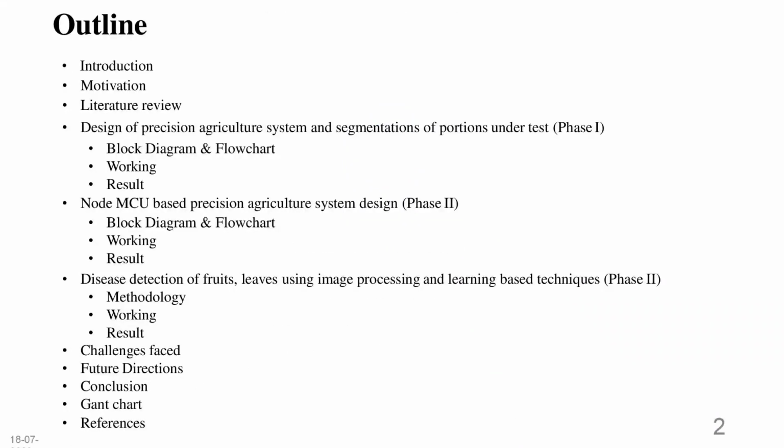These are the outlines of our project. First, we discussed the introduction, motivation and literature review of our project. Then we divided our project work into two phases. In the first phase, we implemented the design of precision agriculture system and segmentations of mango and potato leaves. Then in the second phase, we detected the disease of fruits and leaves using image processing and learning based techniques. And then comes conclusion, future work and list of references.